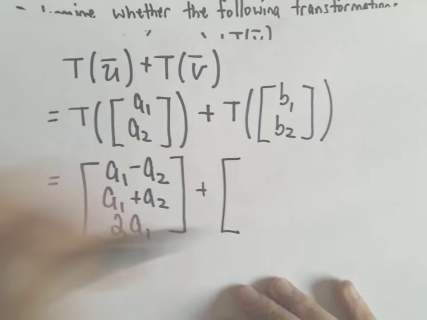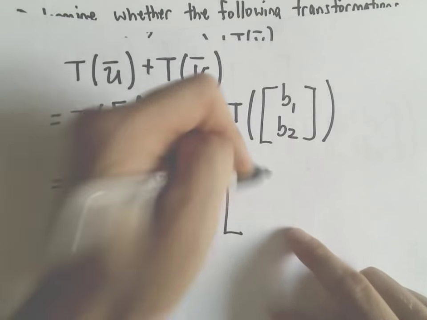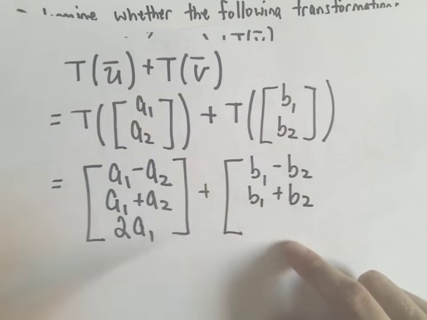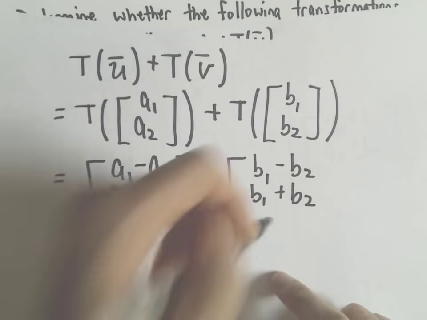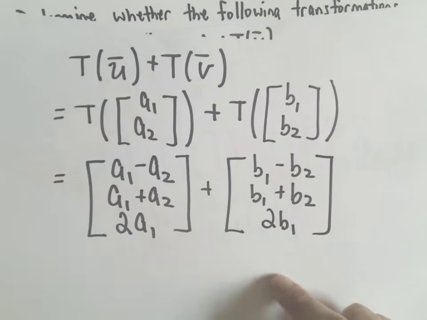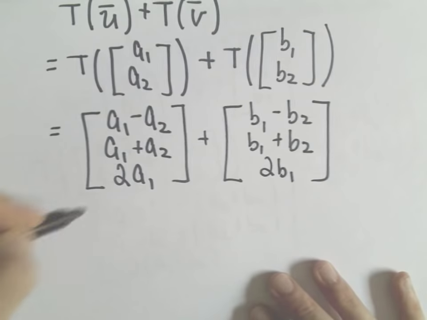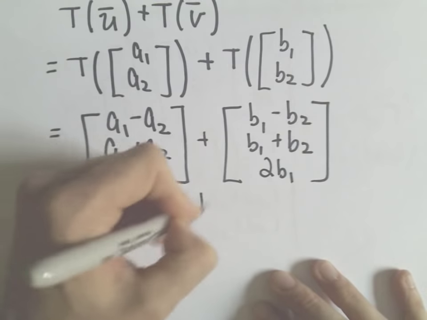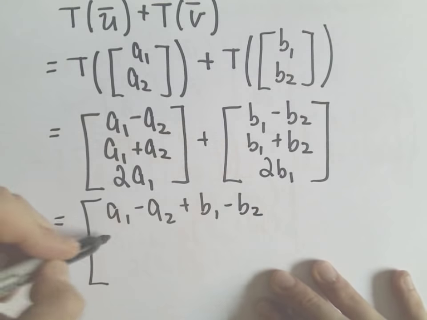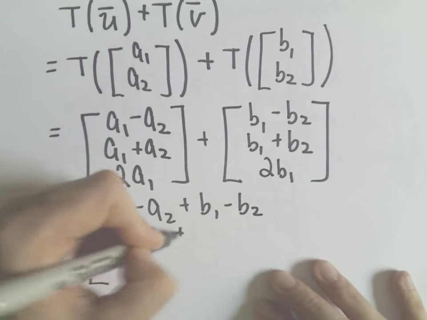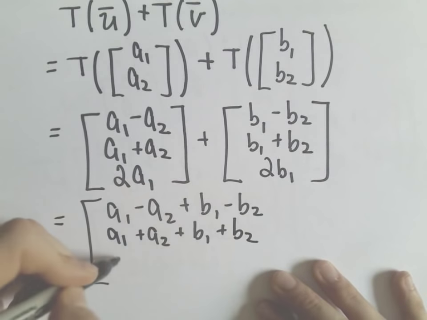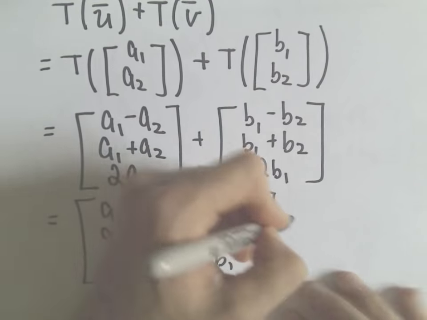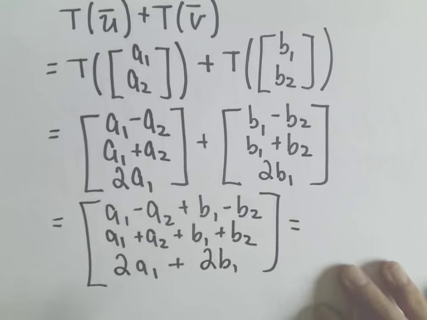We'll do the same thing. We'll apply the transformation to our second vector. So we'll get b1 minus b2, we'll get b1 plus b2, and then it says take the first component, and again, double it. Okay, so again, we know how to add or subtract vectors. We just do it a component at a time. So a1 minus a2 plus b1 minus b2. We'll have a1 plus a2 plus b1 plus b2. And then we'll have 2a1 plus 2b1. And again, this is the right-hand side of that expression.